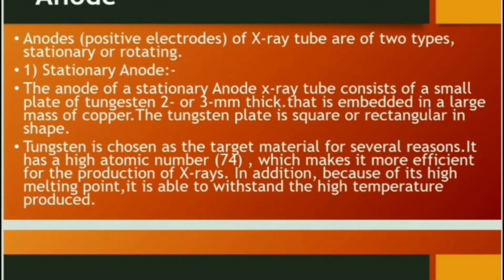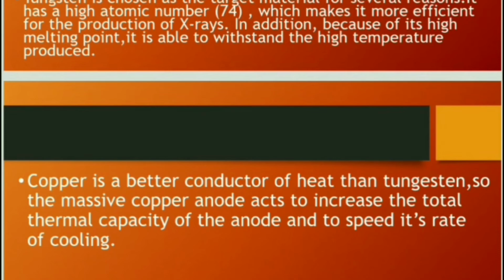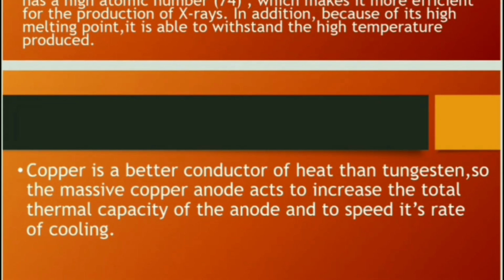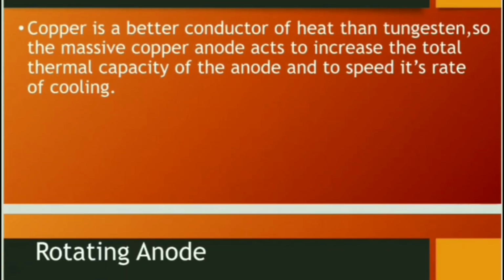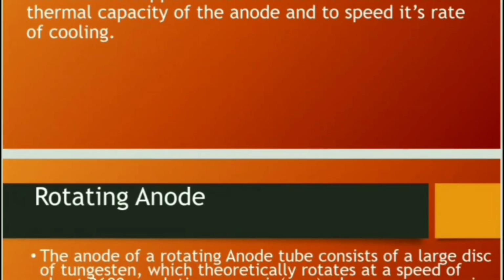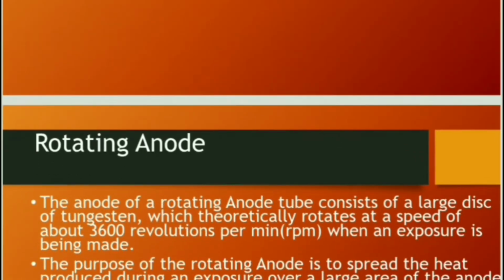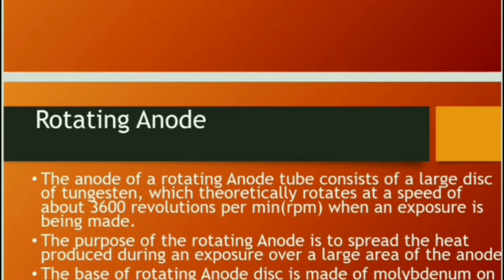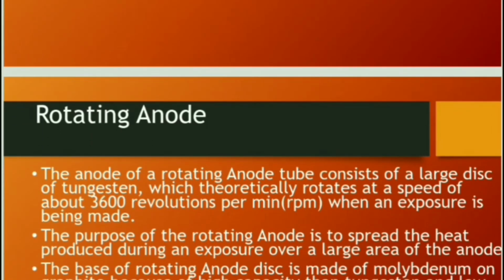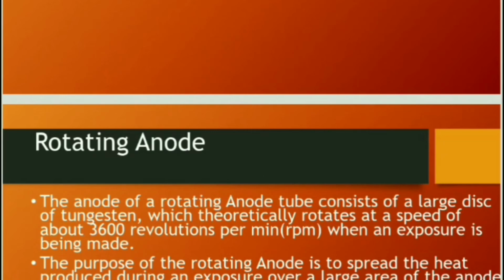Now I told you that we use tungsten embedded in a large mass of copper. Now why do we use copper? Copper is a better conductor of heat than tungsten. So the massive copper anode increases the total thermal capacity of the anode and speeds its rate of cooling. Thermal capacity is the quantity of heat necessary to produce a unit change of temperature in a unit mass of material.